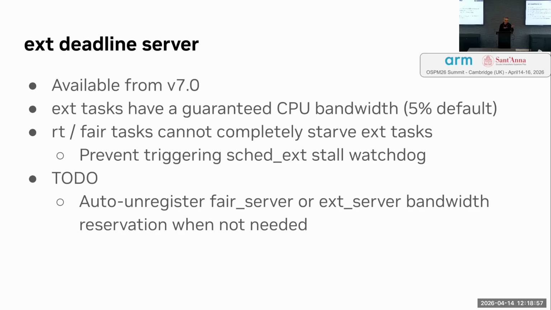And that's something that I need to look at and do. Likewise, if you don't have an SCX scheduler running, there's no reason to have the reservation for the EXT deadline server. So we want to unregister the bandwidth reservation automatically. It's not a big problem, because if there's no task using the reservation, the bandwidth would still be used by the other classes.